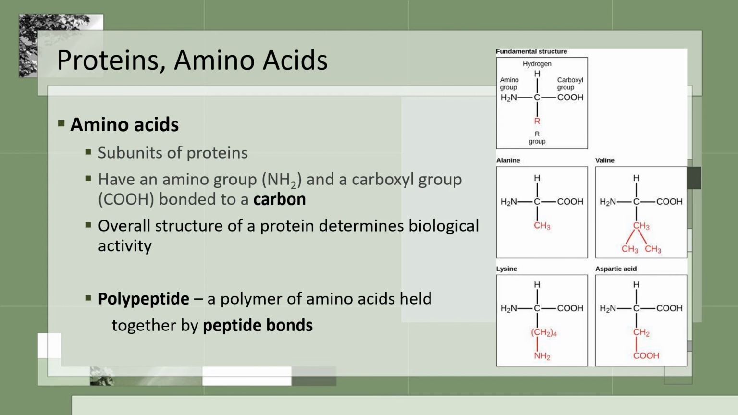Amino acids are held together by covalent bonds known as peptide bonds. A polypeptide is a long strand of amino acids bonded together. A protein is one or more of those polypeptide chains that has a distinct function and shape.